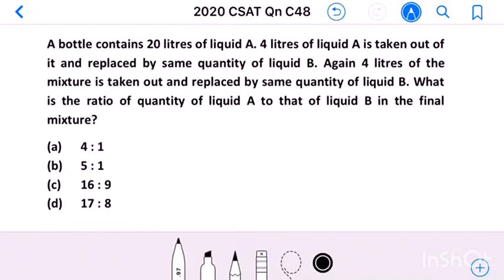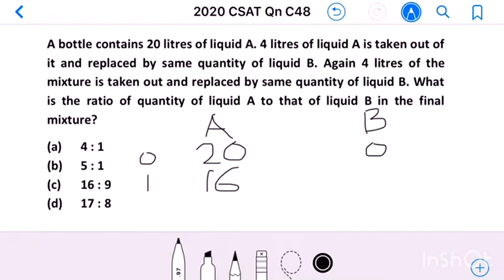So here there is liquid A and liquid B. Initially there was only liquid A, 20 liters, and liquid B was 0 liters. Then 4 liters of liquid A is taken out, so it becomes 16 liters, and 4 liters of liquid B is added. Then this is the new mixture, 16 plus 4.